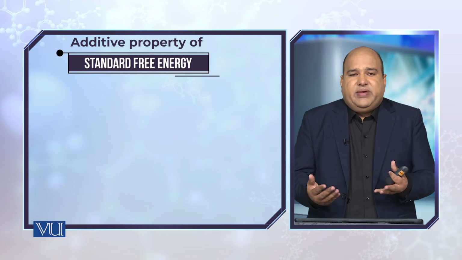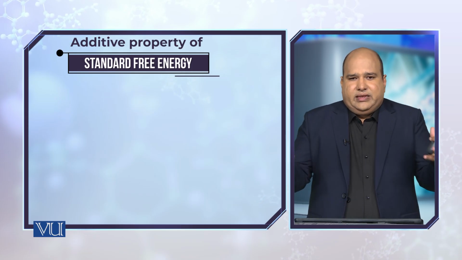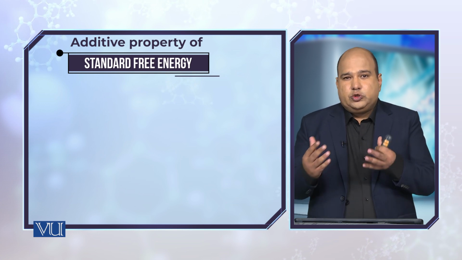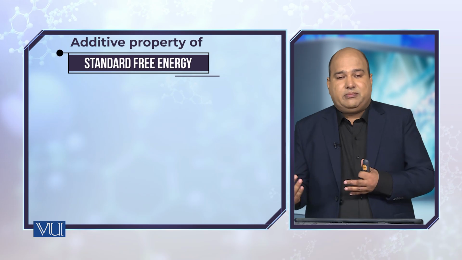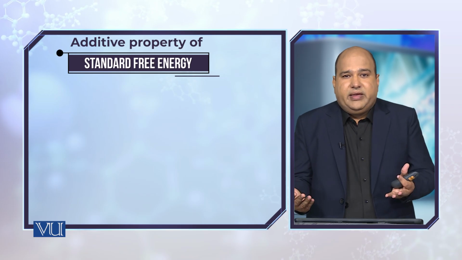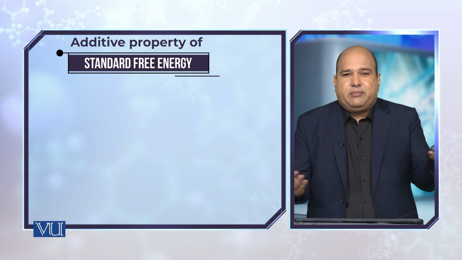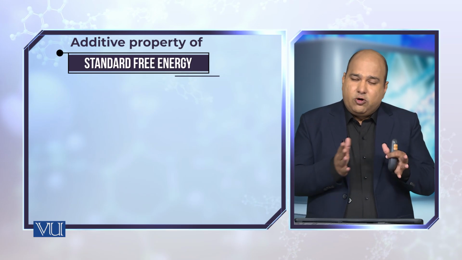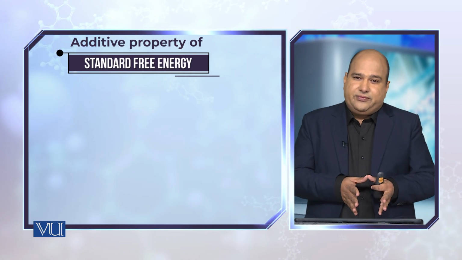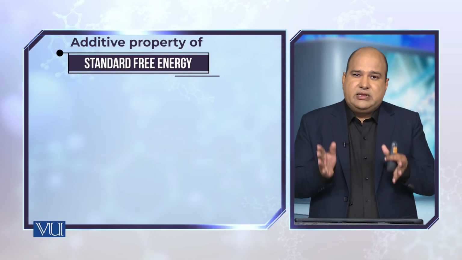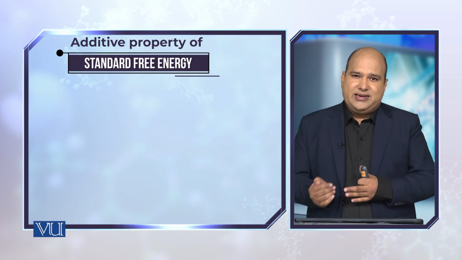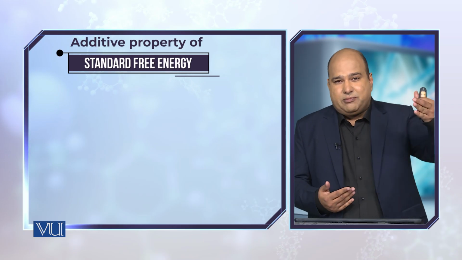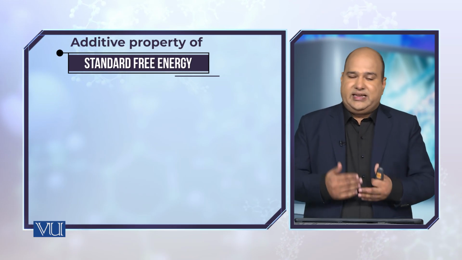For instance, it may happen that a metabolic pathway consists of 7 or 8 reactions, and out of these some are unfavorable, some are favorable. So, what would happen? You may think that the metabolic pathway will not take place because some of the reactions are unfavorable, but because the standard free energy is an additive property, what is more important here is the final state of the standard free energy, and if that is negative, that is, if the sum of the standard free energies of all the reactions is negative, it will be a favorable reaction.